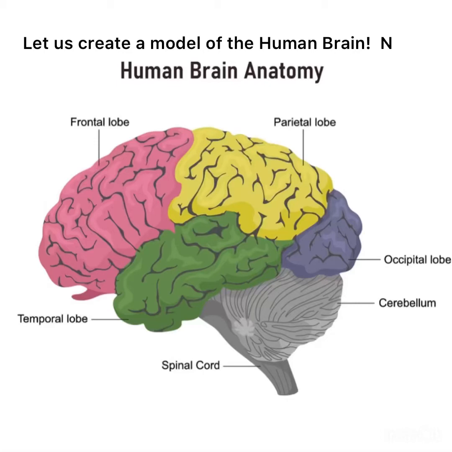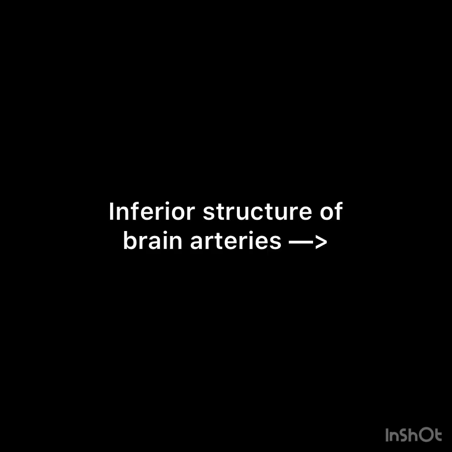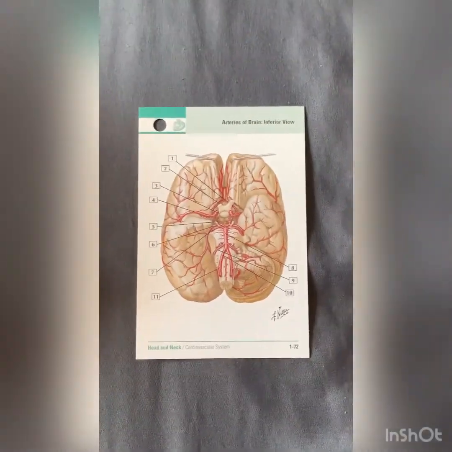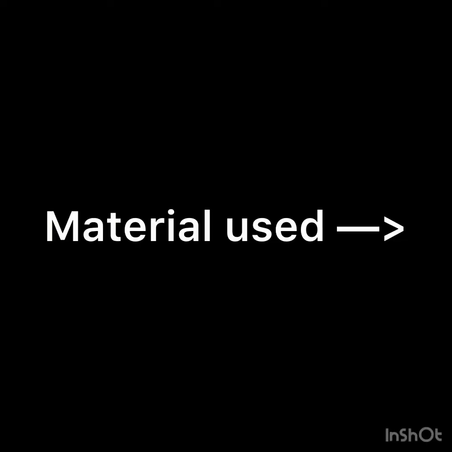Welcome everybody. Let's look at the external structure of the human brain. We're going to be creating a model, and this is how it goes. This is the module known as OPV 120. The inferior structure of the brain arteries, a look at that. And this is the material that was used in creating the model.